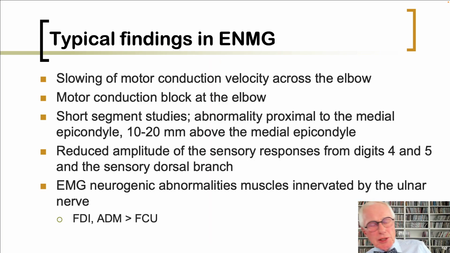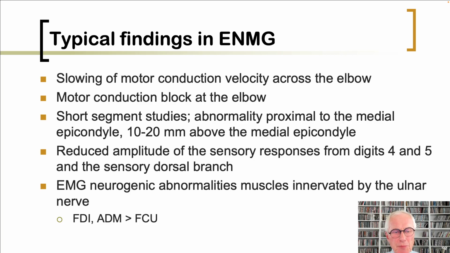Neurophysiologically, we see slowing of the conduction velocity across the elbow, in particular the motor conduction. We don't measure as often the sensory conduction across the elbow as we measure the motor. There may be a conduction block if we see the patient early on after the onset of the symptoms. If we do short segment studies, the abnormality will be proximal to the medial epicondyle, 10 to 20 millimeters above the medial epicondyle. That is proximal to the cubital tunnel.